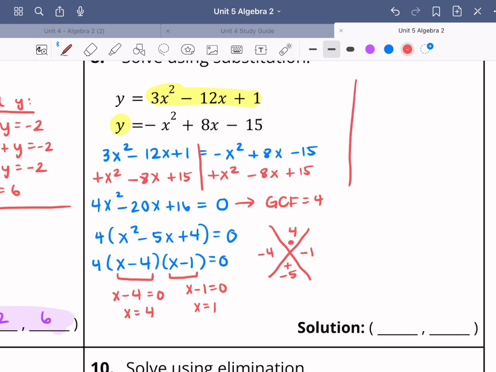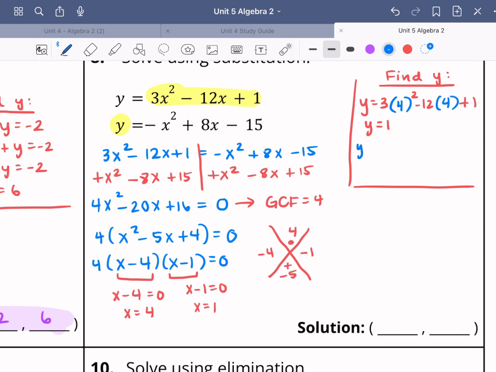So now my last step is to find y. Now this time I have two different x's, right? So I need to find y in both scenarios. I'm going to just use the first equation for both. But we end up getting y equals 1. For the other x value, we're going to substitute 1 in, and I get negative 8.